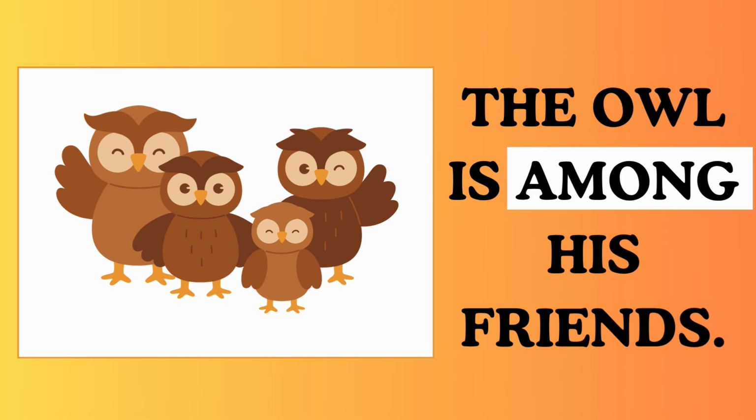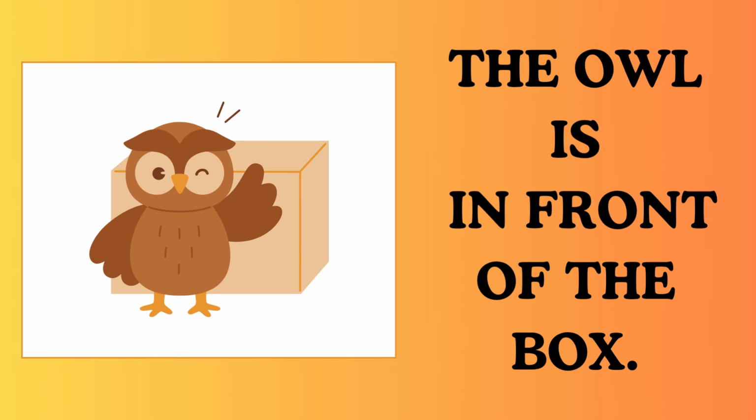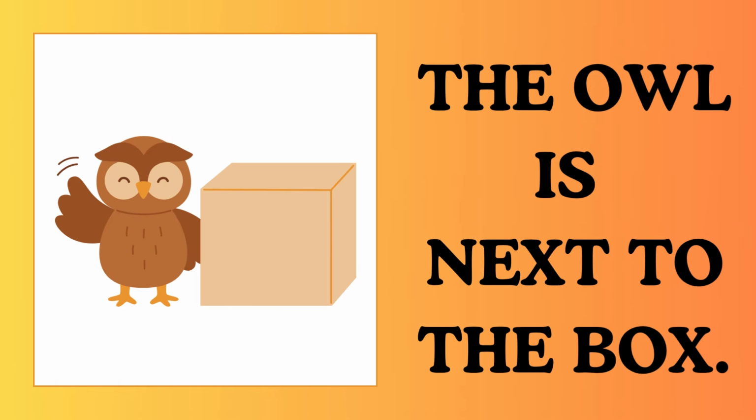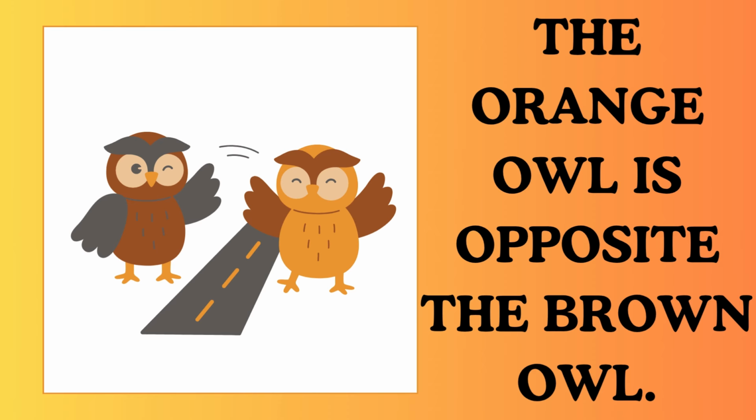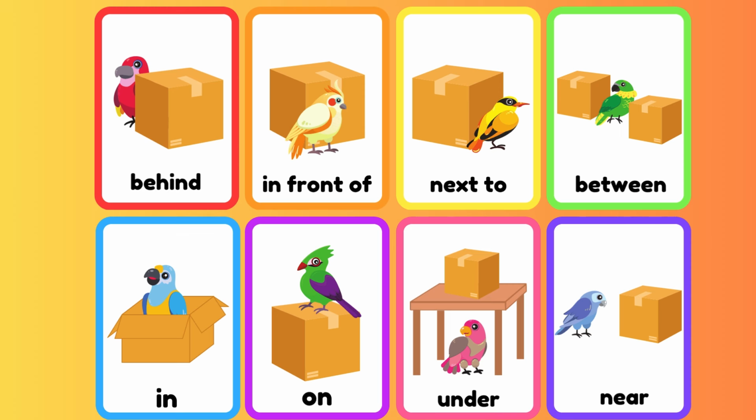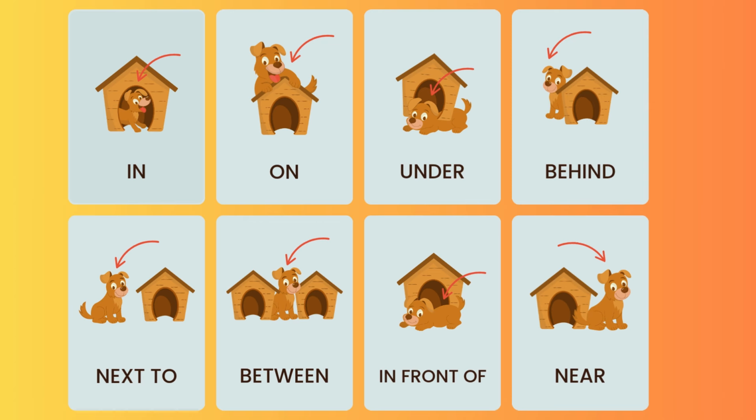The owl is among his friends. The owl is in front of the box. The owl is next to the box. The orange owl is opposite the brown owl. Kids, see the picture and make easy sentences with each preposition. Kids, again see the picture and make 2 easy sentences with each preposition.